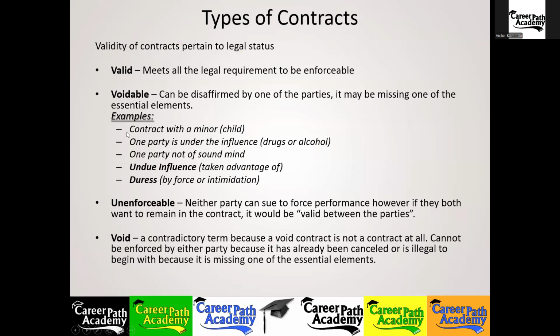So that's valid, voidable, unenforceable, and void. I got those here. I kind of trimmed down those definitions all in one slide, so it makes it easier to study if you want to grab a screenshot there.